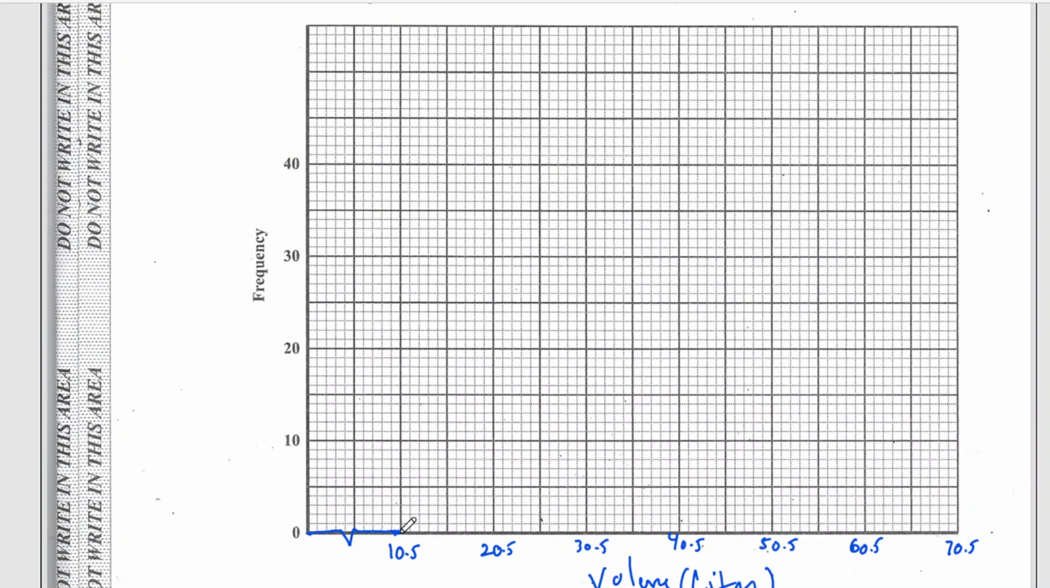So the first one, between 10.5 and 20.5, was what height? I have it in the table there. I don't want to scroll back. That's 24. So the first one between 10.5 and 20.5 had to go all the way to 24. So this is 20 and this is 30, so we count 21, 22, 23, 24. So it's here to here, and we draw our first bar going up.